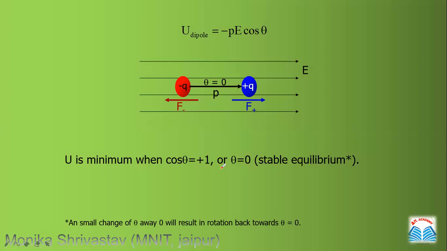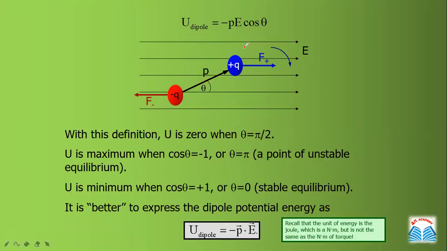And if we have theta equals 0, we will have cos theta equals plus 1. So we will get U dipole equals minus PE, which is the minimum potential energy. So basically we have defined three cases of the potential energy of a dipole. Potential energy is 0 when theta equals pi by 2. It is maximum when theta equals pi.